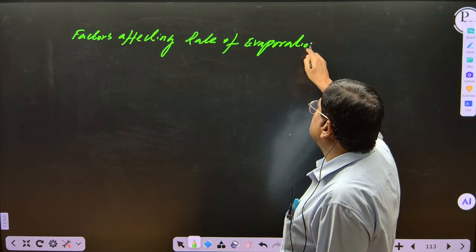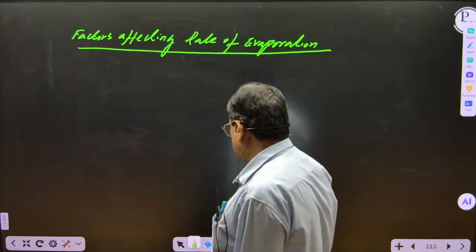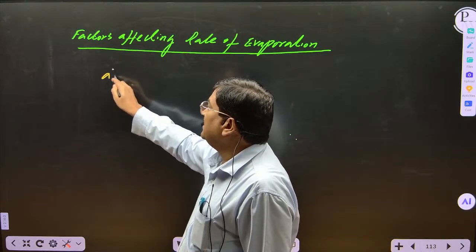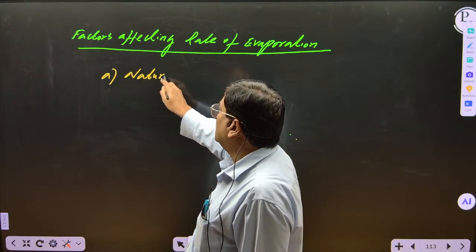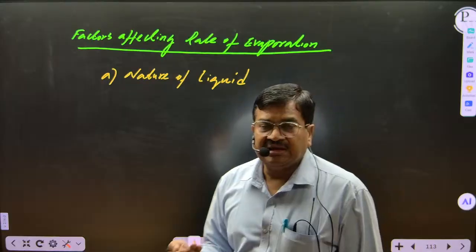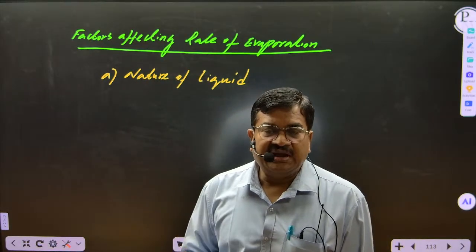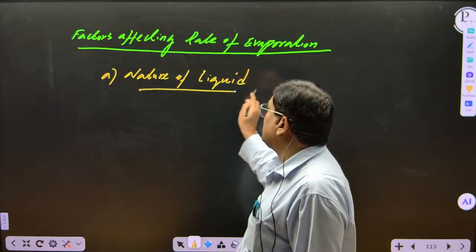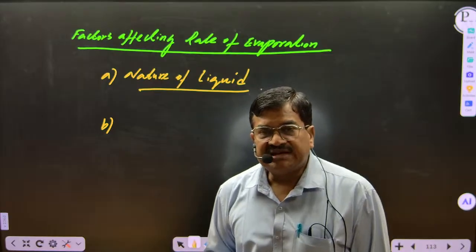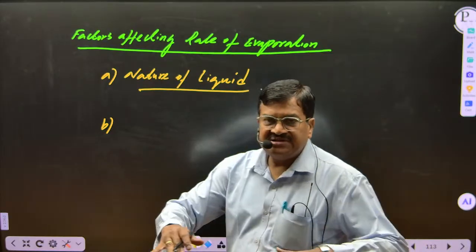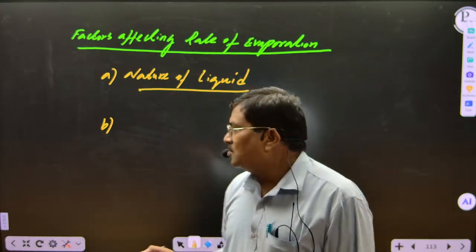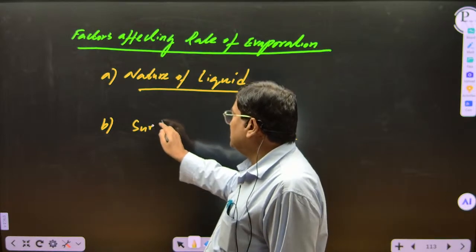So there are three factors which influence the rate of evaporation. What are those three factors? One is the nature of the liquid. What type of liquid we are taking, the rate of evaporation depends on that. We will discuss the nature of the liquid. The second one is surface area. If the surface area is more, what happens? The tendency to convert into vapor will be more. So the second factor depends on surface area.